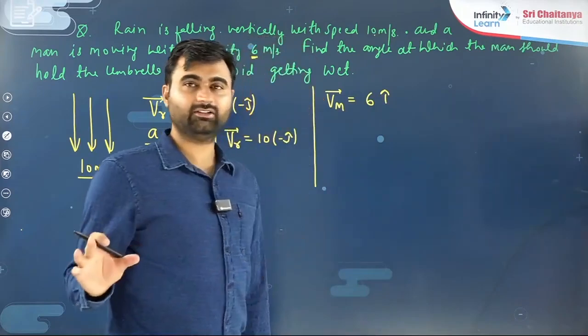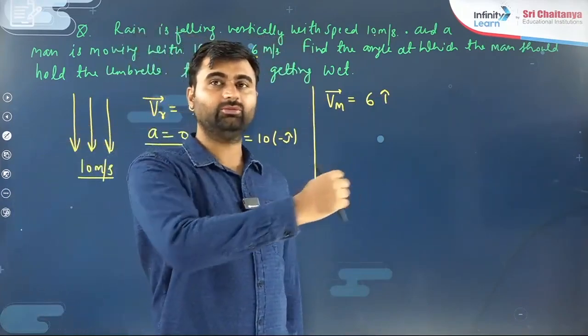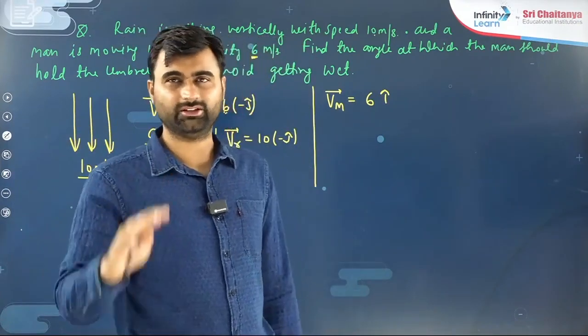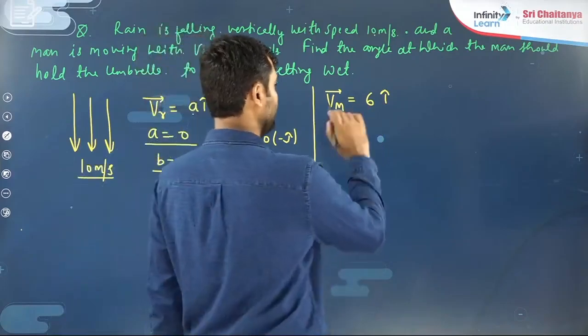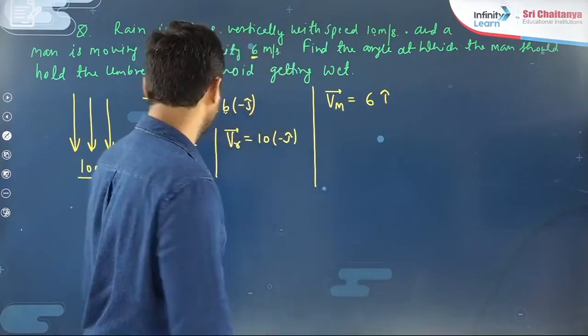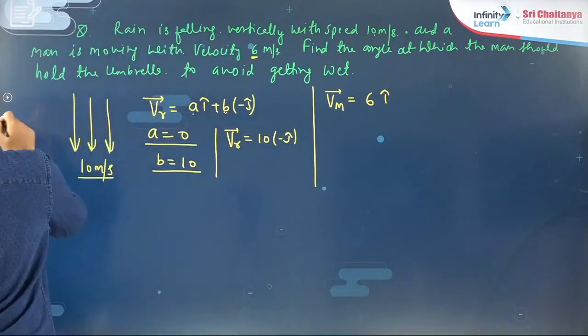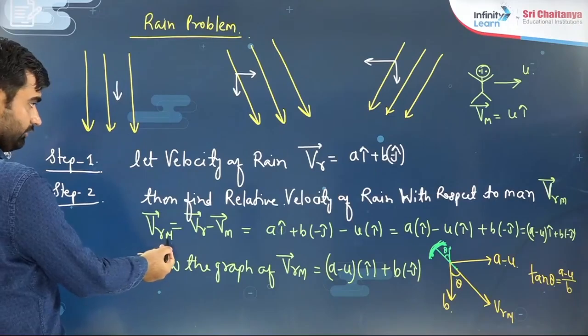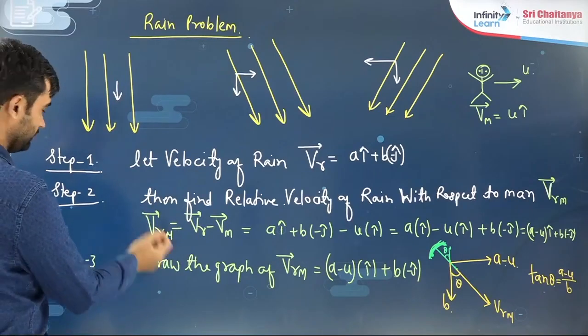And no direction is given whether the man is moving in plus I cap or minus I cap, so we have to assume I cap. Okay, we assumed it. Now, what is the next step? What do we have to do? Next we have to find out this VRM and then draw the graph.